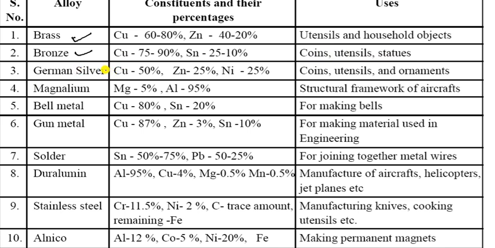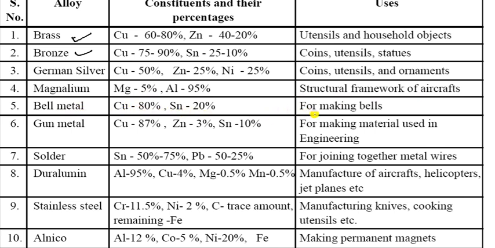So what are the alloys? You can see in this table the name of the alloy, its constitution with percentages, and its uses. First one is brass. Brass constituents are copper 60 to 80%, zinc 40 to 20%, and it is used in utensils and household objects. Second one is bronze. Bronze constituents are copper 75 to 90%, Sn 25 to 10%, and it is used in coins, utensils, and statues.